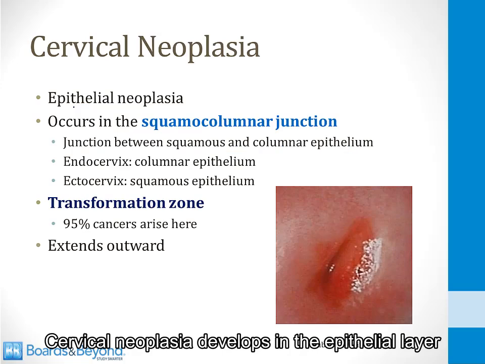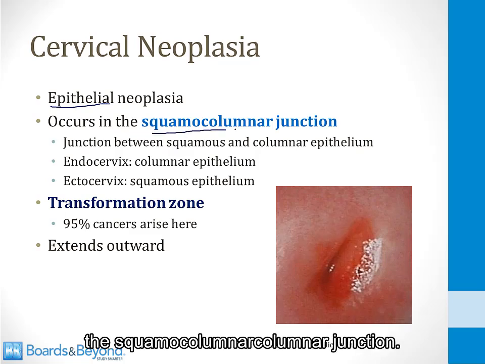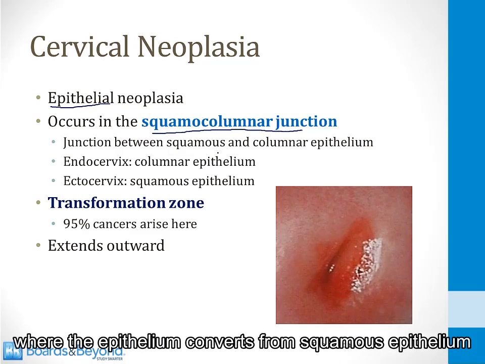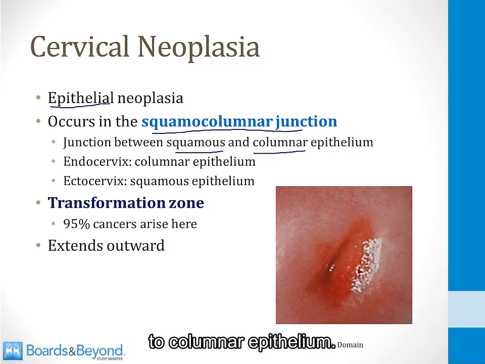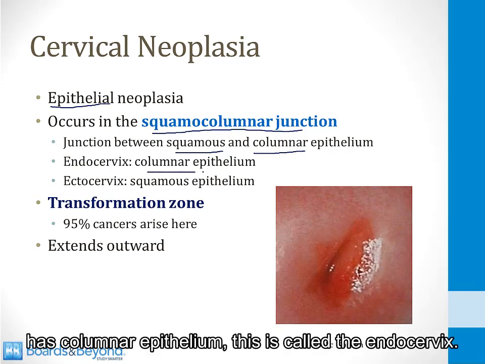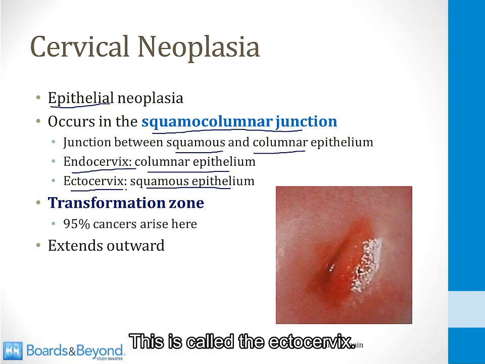Cervical neoplasia develops in the epithelial layer of the cervix, and it occurs in an area called the squamo-columnar junction. As the name implies, this is the junction where the epithelium converts from squamous epithelium to columnar epithelium. So it turns out that the canal of the cervix has columnar epithelium. This is called the endocervix. The outer portion of the cervix has squamous epithelium. This is called the ectocervix.